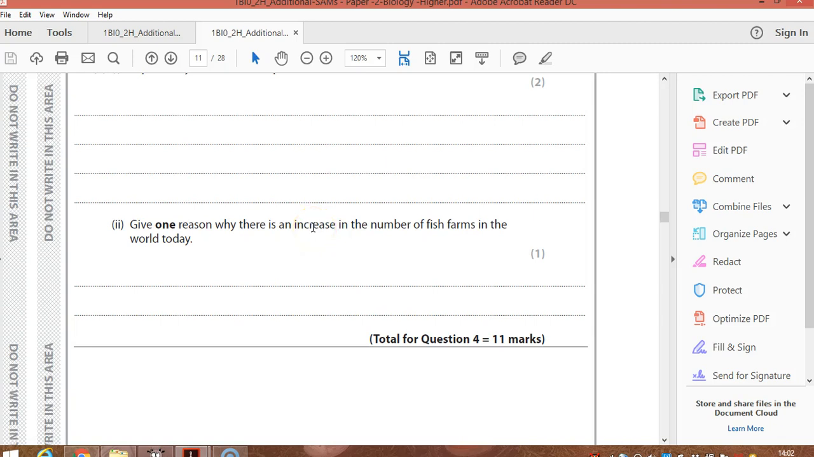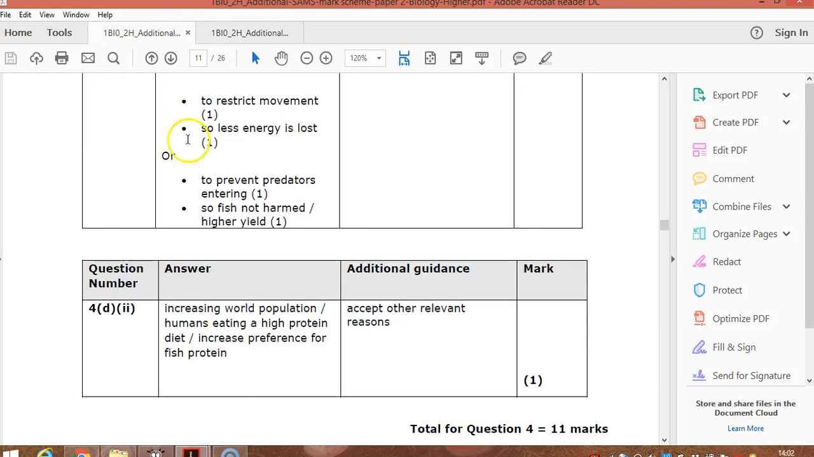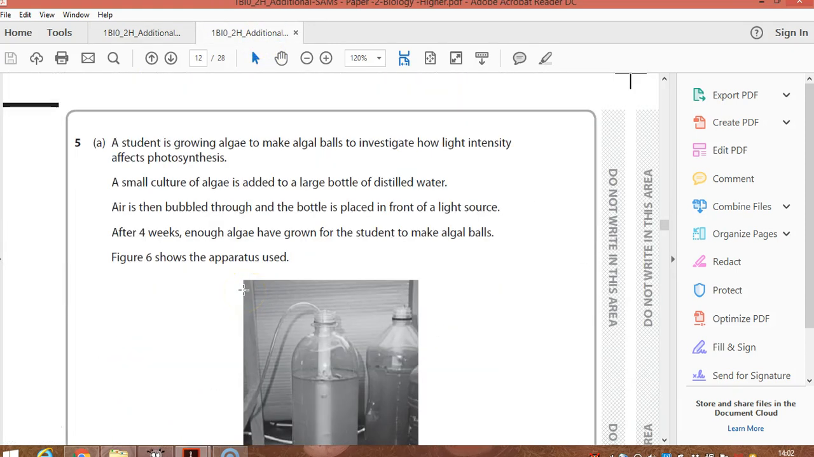So in GCSEs, unless there is a phrase here that is underlined, you can paraphrase. You don't have to write the exact words. So maybe instead of humans eating a high protein diet, you could say something for humans changing their diet or they're moving away from grains, etc. Maybe you could say something like overfishing if you know about that. So, I mean, they're all relevant reasons. So, yes. Right, we're on to question 5.